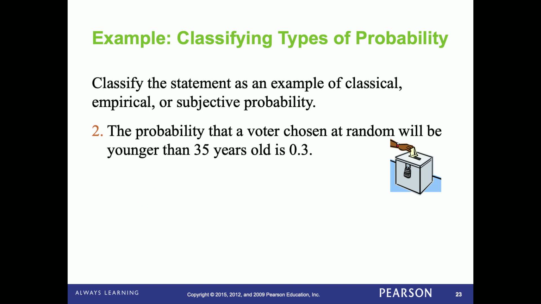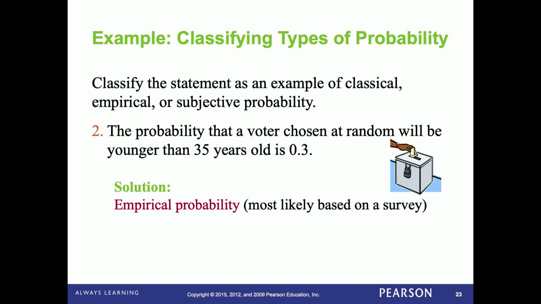All right, here's another one. The probability that a voter chosen at random will be younger than 35 years old is 0.3. Okay. How do we know all the voters are going to be younger than 35? Is this a gut feeling? Or maybe they've looked at voting history. So it's empirical, based on a survey of looking at voting history.